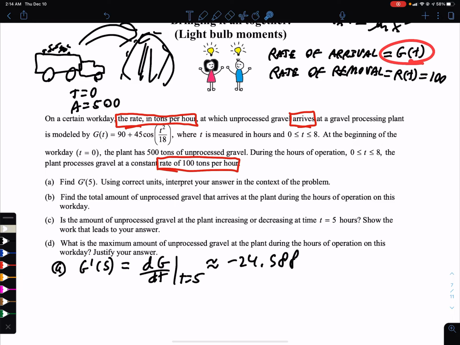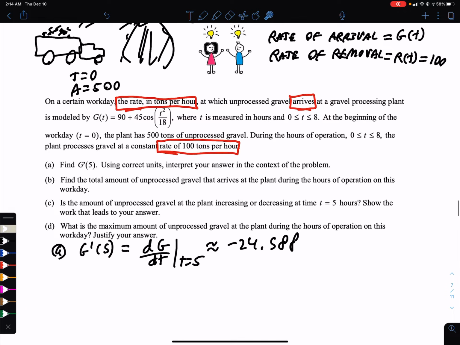G is the rate of arrival. Its derivative is negative. That means G is decreasing. You learned that from chapter 4. If G, the derivative, is negative, then G must be decreasing. But what's G? The rate of arrival. So the conclusion is the rate of arrival is doing what? Is decreasing.